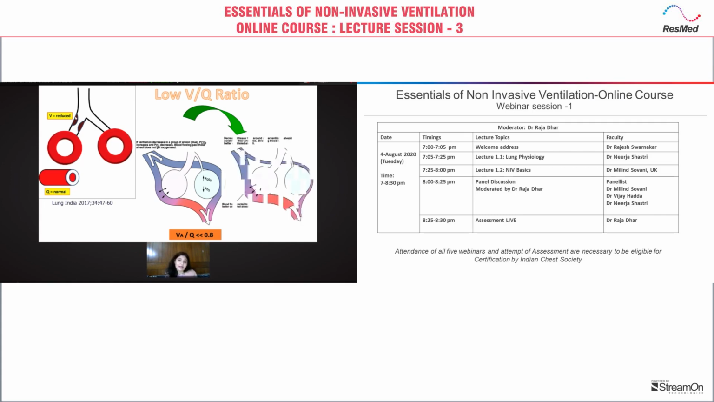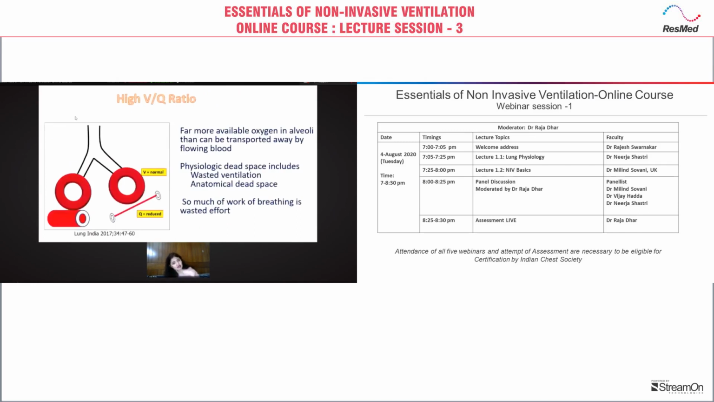But again, if this mixing is too much, like right to left shunts, and imagine there is no ventilation at all, that is the absolute shunt. But here, in low VQ ratio, yes, there is ventilation, but it is less, not at par with the perfusion. So the patient develops shunts. And these are the patients who can be treated with oxygen because the problem is with the ventilation.